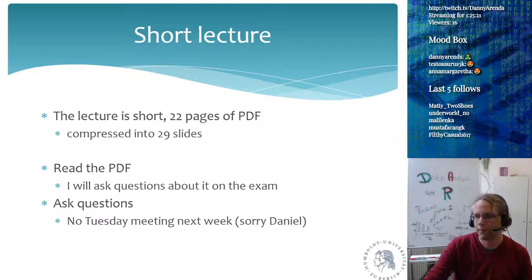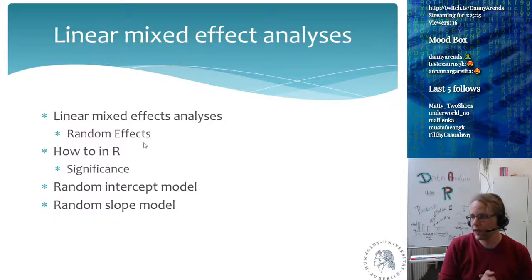All right, linear mixed effect analysis, right? So for today, we will talk about linear mixed effect analysis. I will explain to you what random effects are. I will show you how to do them in R and how to get the significance out of these models. And when we are talking about random effects, we're talking about two different types of models: random intercept models and random slope models. And I will try to explain to you guys what the difference is and when to use which one of these models.